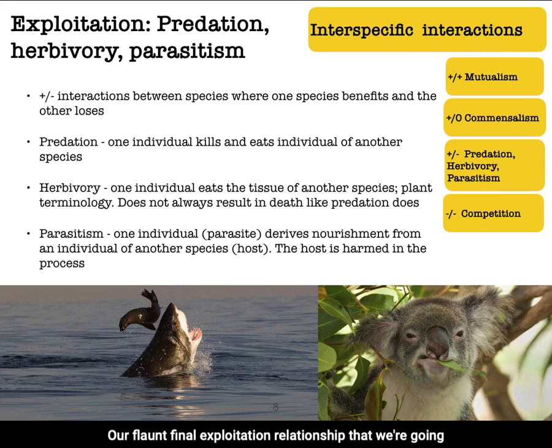Our final exploitation relationship that we're going to consider is parasitism. This is a situation where one individual, the parasite, derives nourishment from the individual of another species, the host. Parasites that live within the body of their host are called endoparasites. Parasites that live on the external surface of a host are called ectoparasites.